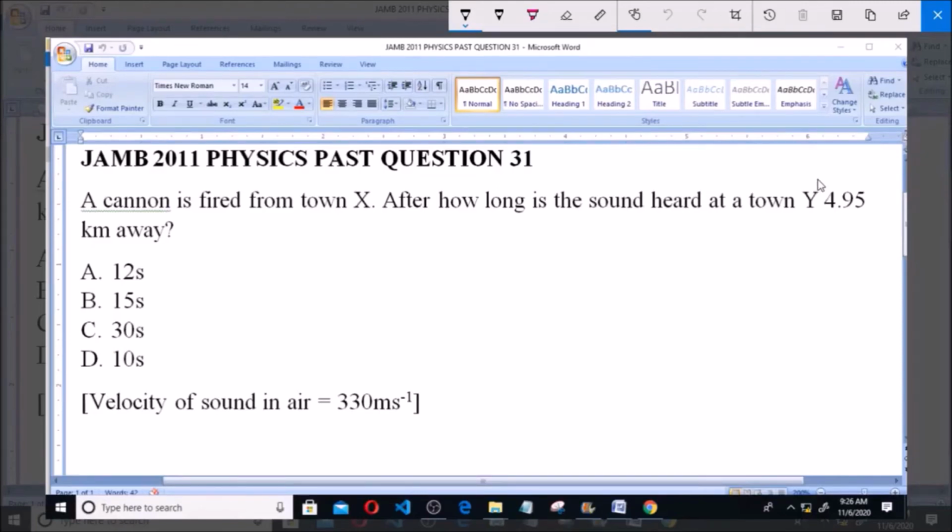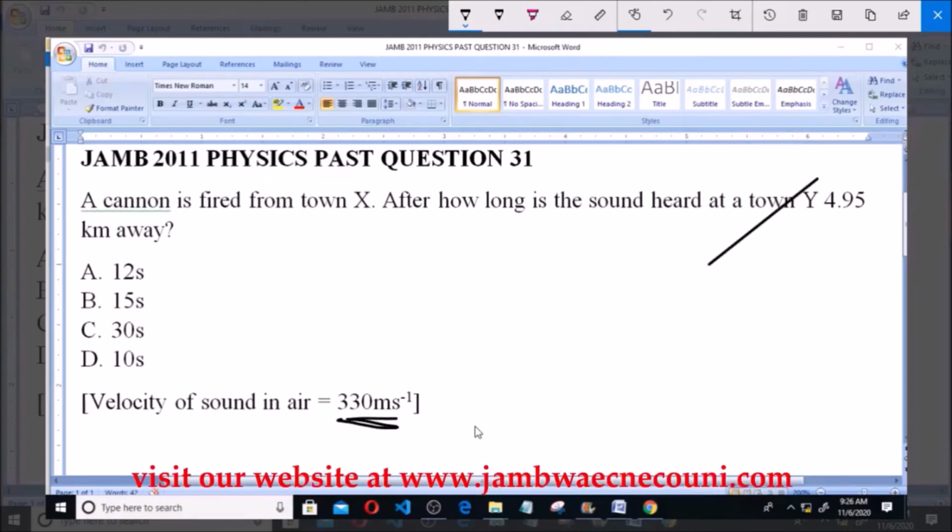A cannon is fired from town X. After how long is the sound heard at town Y, 4.95 kilometers away? A. 12 seconds. B. 15 seconds. C. 30 seconds. D. 10 seconds. And we're given the velocity of sound in air as 330 meters per second.